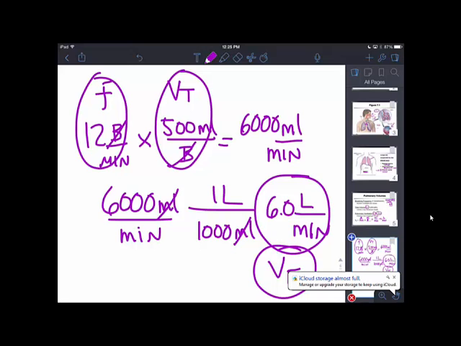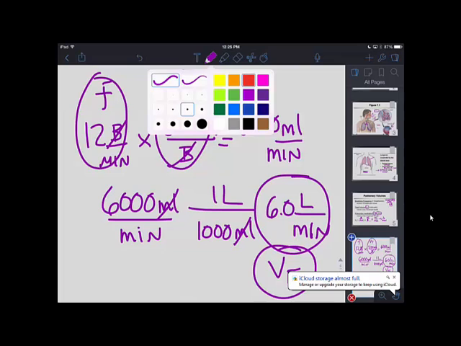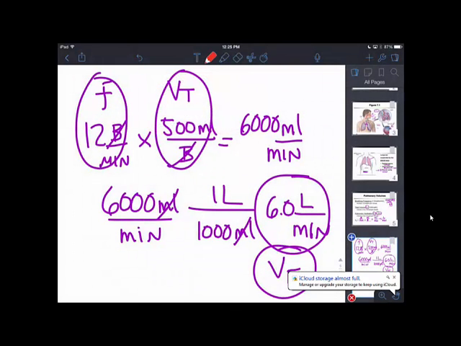Hopefully you see that these numbers are similar to the numbers we talk about in the cardiovascular system. When we talk about frequency, we talk about heart rate in terms of the number of times the heart beats per minute. The volume is the amount of blood that comes out of the heart with each beat, and then the total cardiac output is the total amount of blood that comes out of the heart per minute. So similar numbers, but instead of talking about blood, we're talking about air.